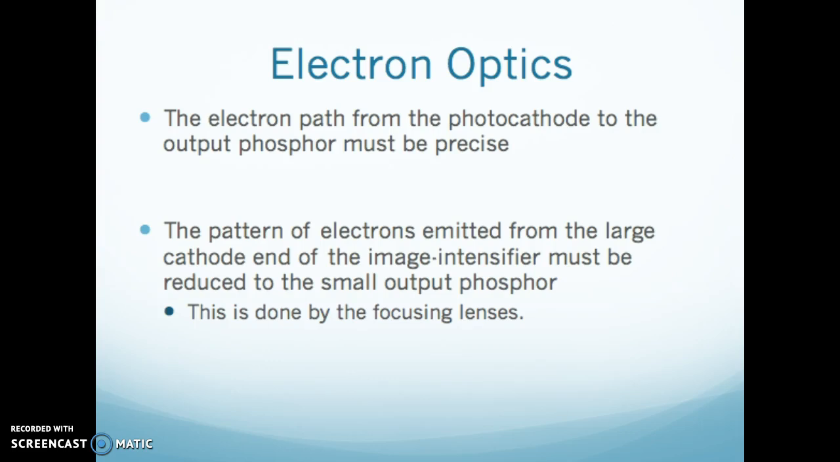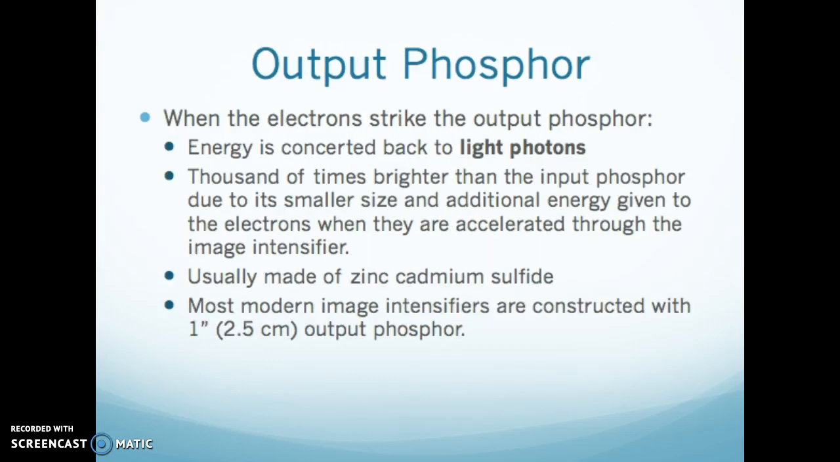So that is all I want to cover for the II in this lecture. In our next lecture, I'm going to go into the different flux gain and what happens when we start using magnification. So there'll be some math involved. So we're going to end here on the output phosphor. So the basics of the tube here.